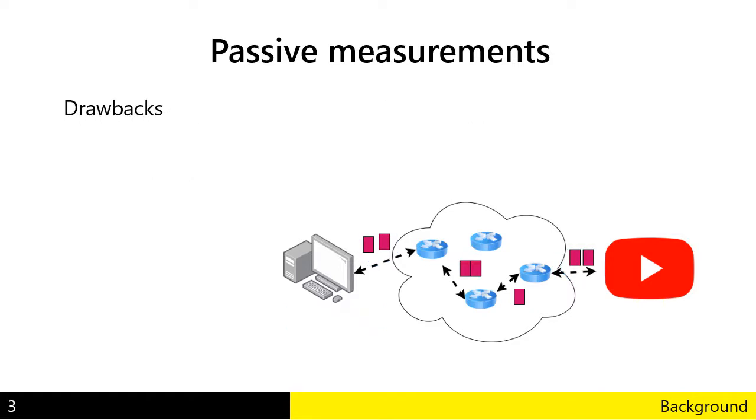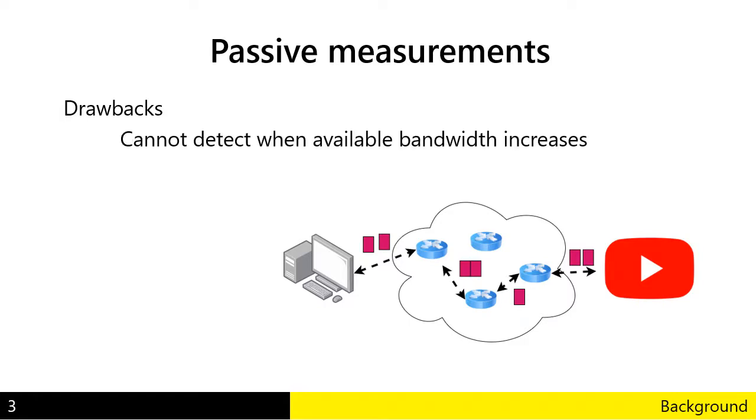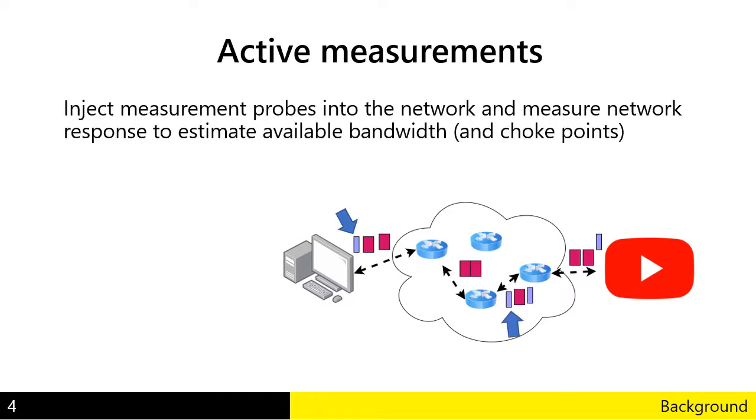The main drawback of passive measurements is that they cannot detect when available bandwidth increases, as noted by prior literature as well. Active measurements, on the other hand, inject specific measurement traffic into the network and measure the network response to estimate available bandwidth. For instance, in this figure, we can see that the blue packets traverse the network along with the other packets as well. These packets signify the measurement traffic crafted by the end host, and they can be used to actively measure how the network is behaving.